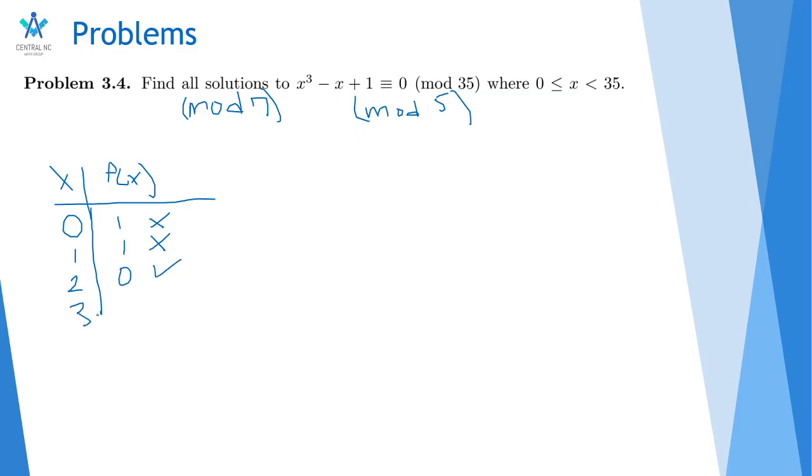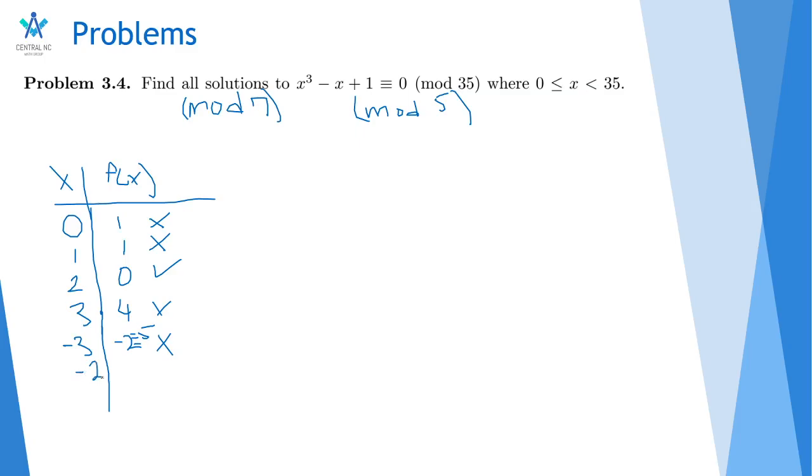Let's look at 3. That gives you 27 minus 3, 24, plus 1, 25, which is 4 modulo 7. That does not work. Also note that 4 can be written as negative 3, so we can make our computation easier. That gives you negative 27 plus 3, because you're subtracting a negative. That's negative 24 plus 1, negative 23, which is negative 2 mod 7, which does not work. That's also 5 modulo 7.